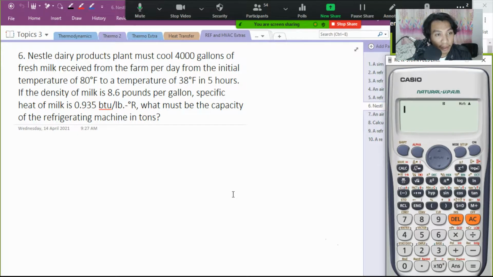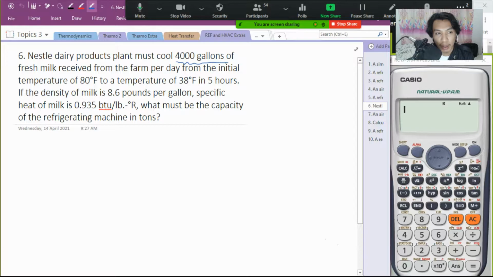A Nestle dairy products plant must cool 4,000 gallons of fresh milk received from the farm per day, from an initial temperature of 80 degrees Fahrenheit to a temperature of 38 degrees Fahrenheit in 5 hours.